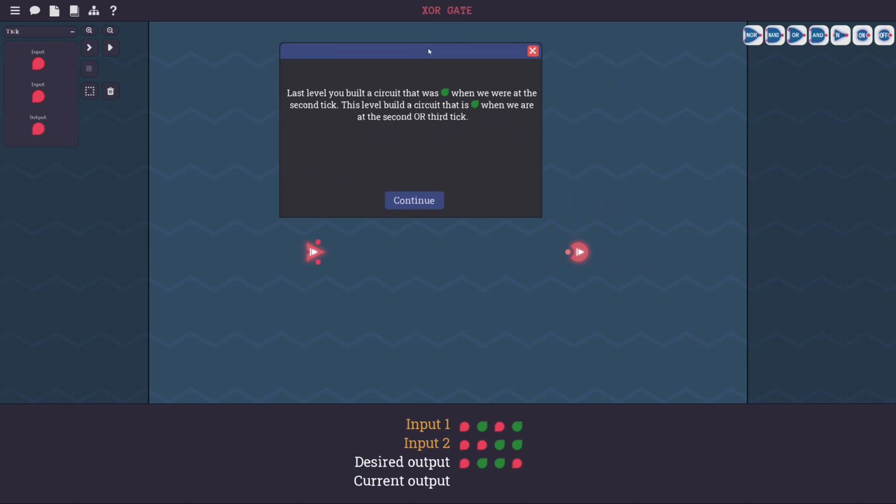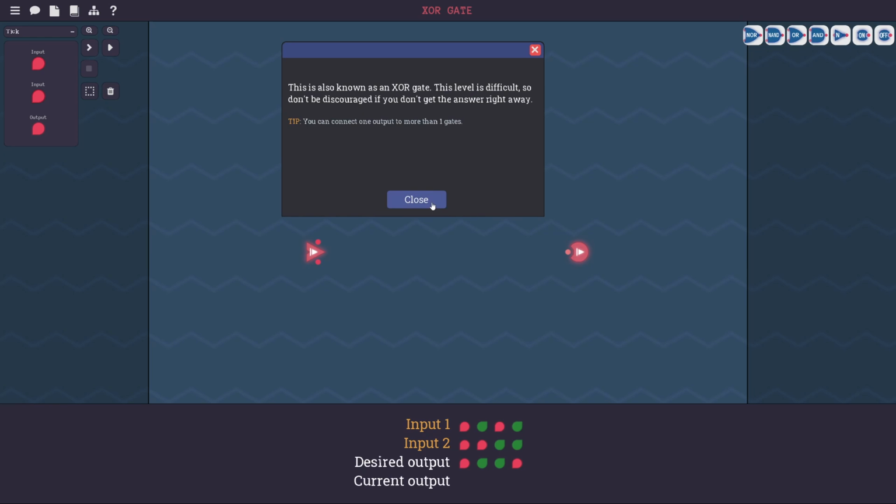Last level, you built a circuit that was high when we were at the second tick. This level, build a circuit that is high when we are at the second or third tick. This is known as an XOR gate. This level is difficult, so don't be discouraged if you don't get the answer right away. All right, so we are building an exclusive OR gate, XOR. The logic of this means that you have to have one or the other, but not both.